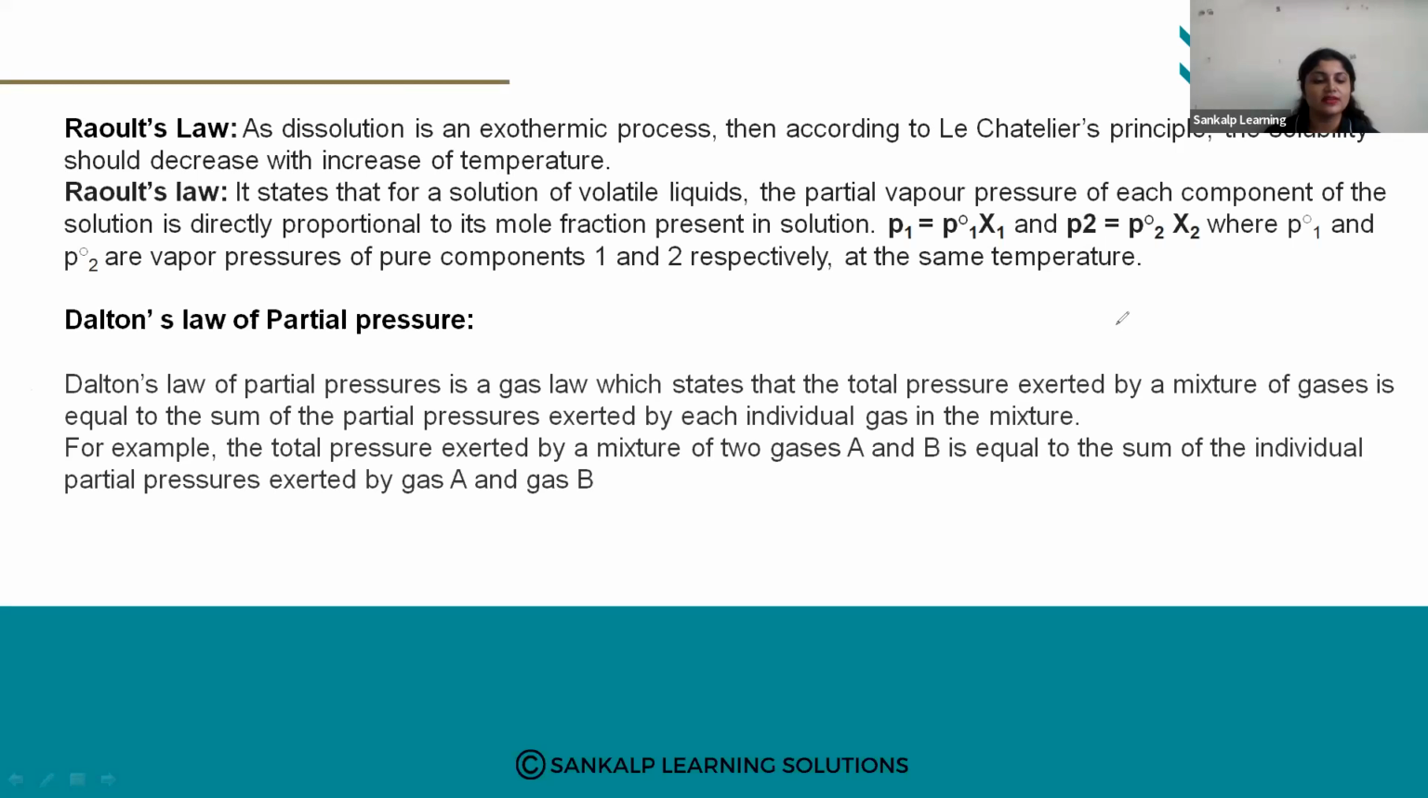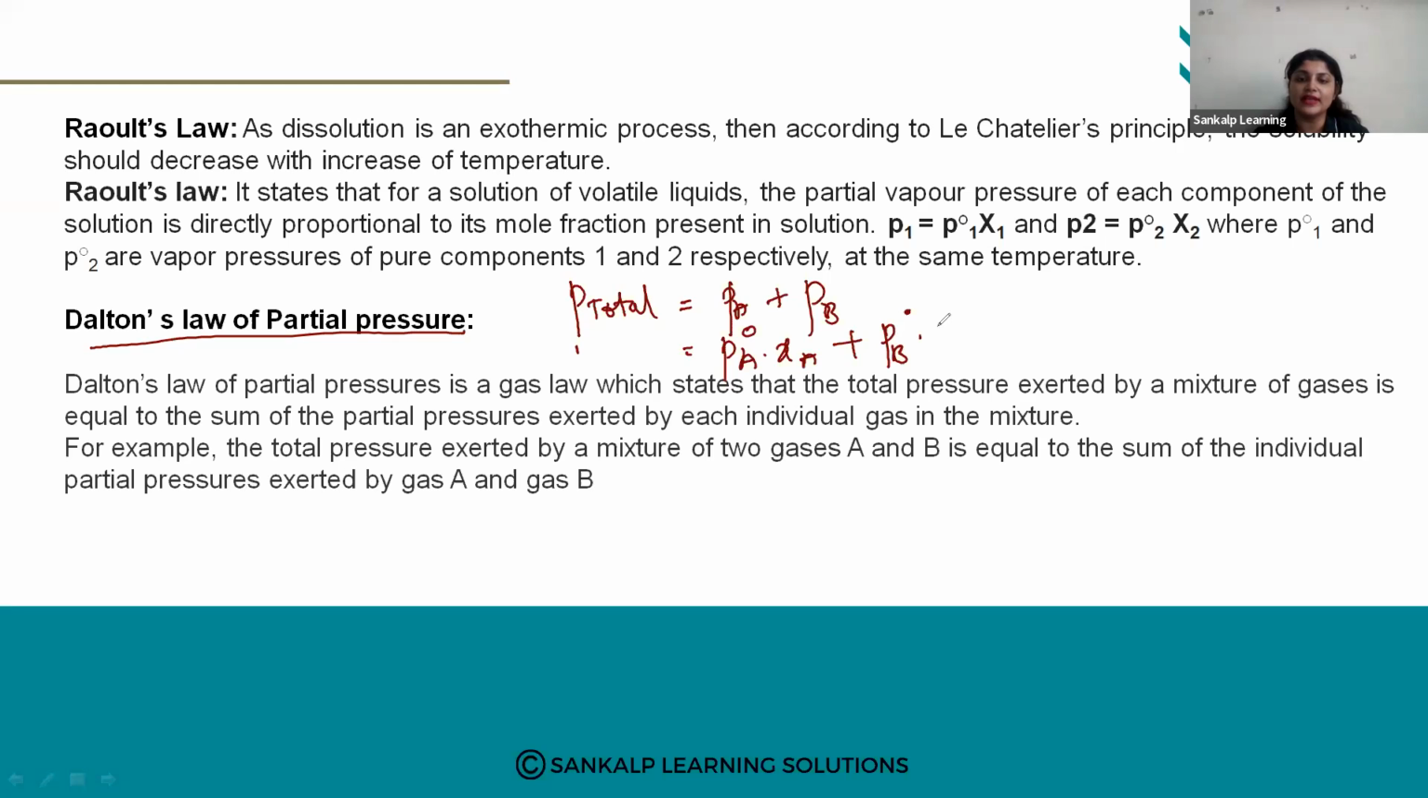So in the next class, we'll see the mathematical part. According to Dalton's law of partial pressure, if you apply Dalton's law for this partial pressure, the total vapor pressure of the solution is given by P total equals PA plus PB. Substituting PA and PB, P total equals P naught A into XA plus P naught B into XB.